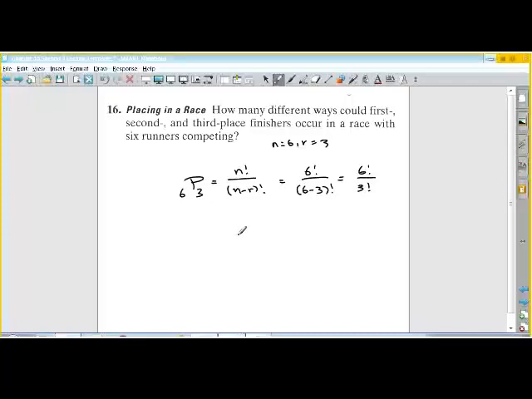In this case, there's only one thing in the denominator, so you rewrite the numerator as 6 times 5 times 4 times 3 factorial, divided by 3 factorial. Those cancel out, and you get 120. So there are 120 different ways you could have 6 people compete in a race and have different first, second, and third place finishers.